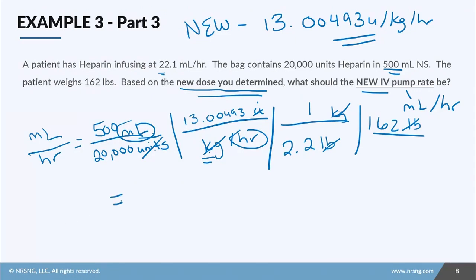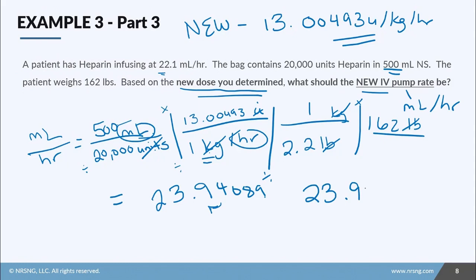If you put this directly into your calculator, multiply across the top, divide across the bottom. 500 times 13.00493 times 162 divided by 20,000 divided by 1 divided by 2.2. The answer that you are going to get is 23.94089. Okay? Round to the nearest tenth, you're going to get 23.9 milliliters per hour.